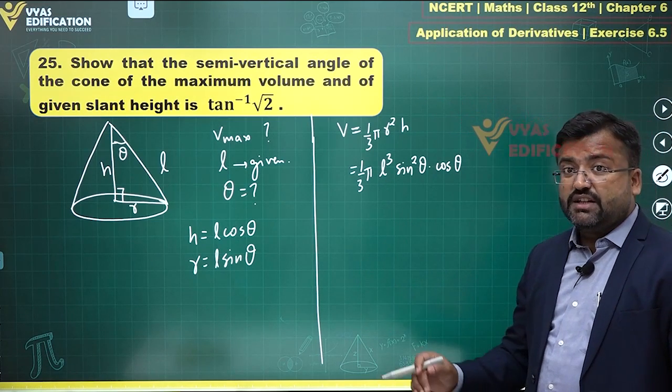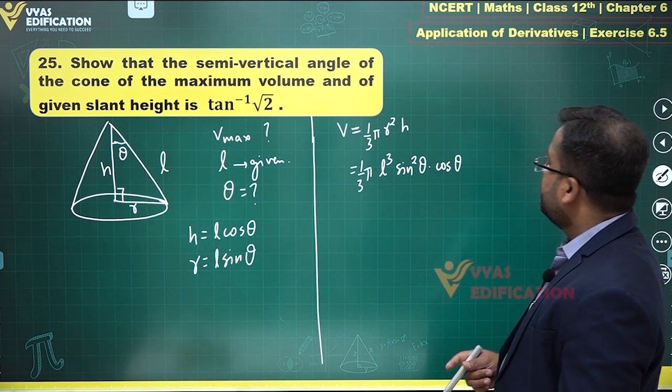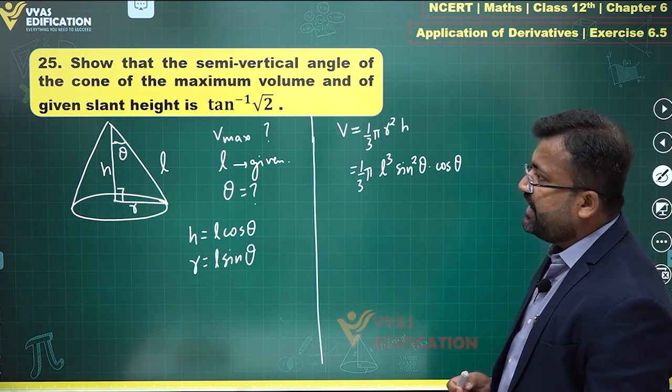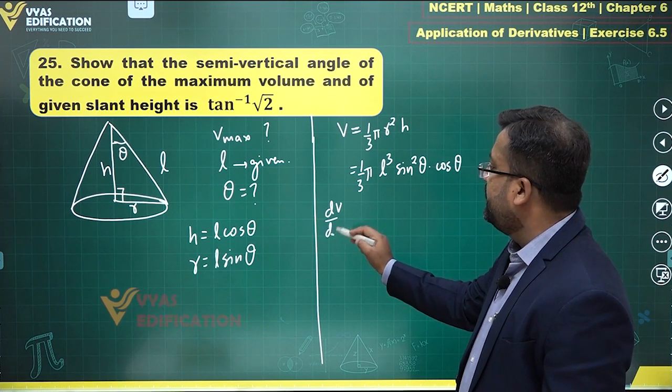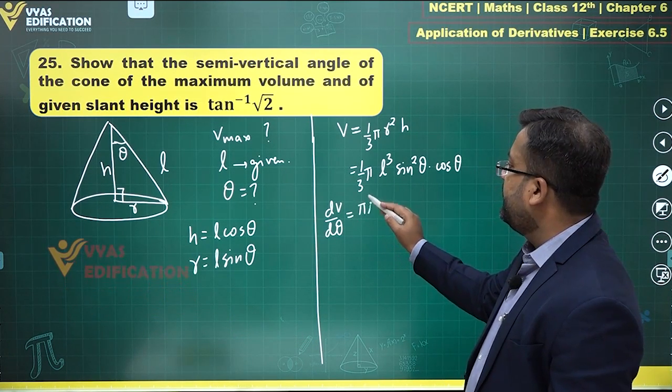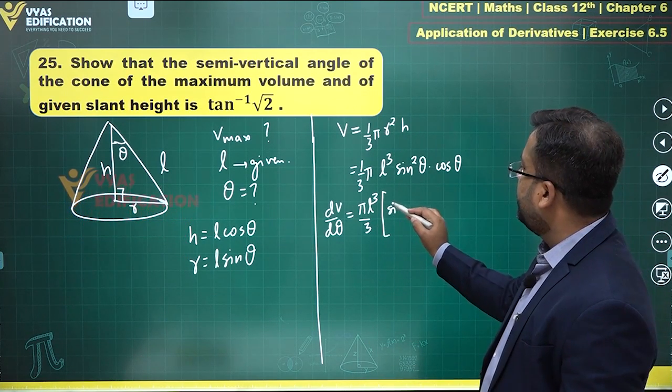This is what I am getting, right? And since we have V in terms of theta, can we differentiate to get, let us say, V maximum? Yes. So let's differentiate this sin square theta times cos theta. And where does that take us? dV upon d theta is equal to pi L cube upon 3 times this. This is sin square theta.